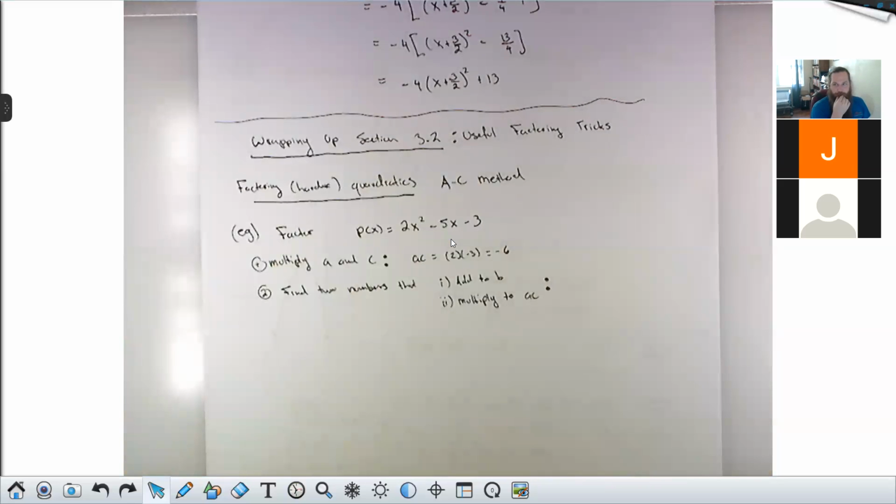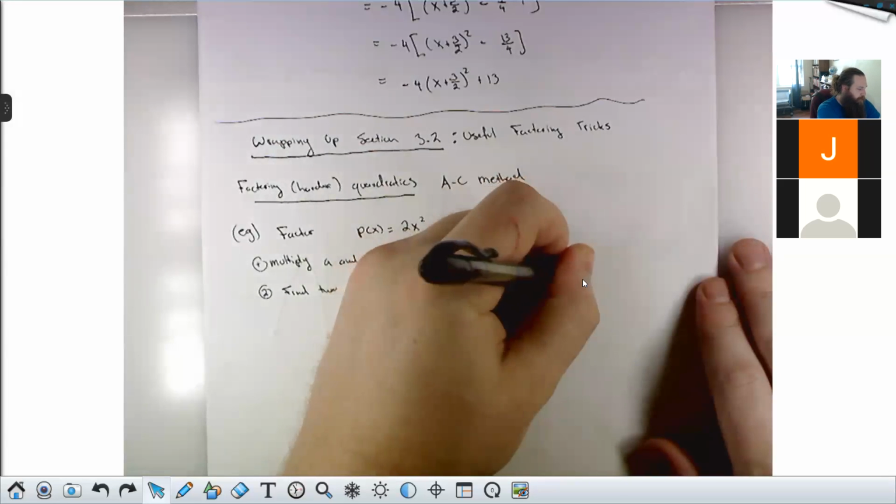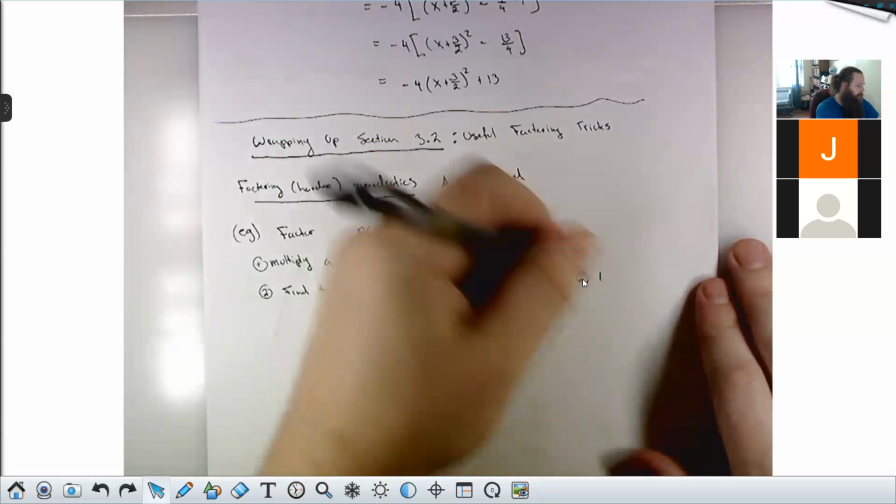Five and six. So then you would be negative 6 and 5, or negative 6 and 1. Yeah, negative 6 and positive 1 will do that. Those multiply to give negative 6, and they also add up to negative 5. So here are our special numbers, negative 6, positive 1.